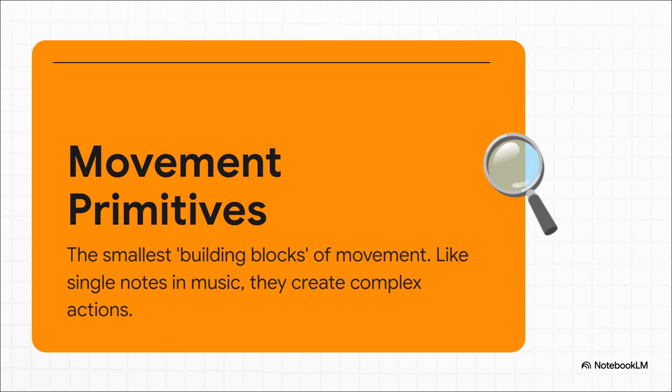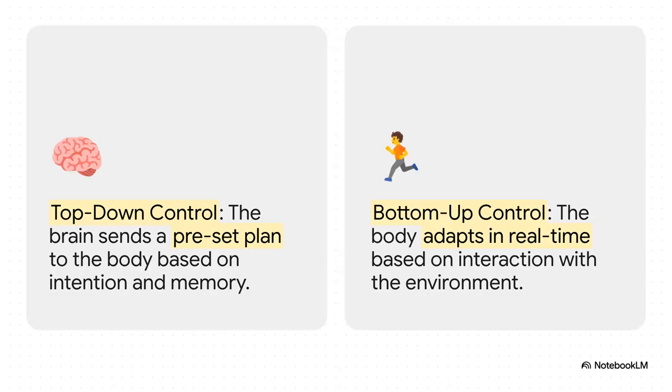You don't just learn one word. You learn the letters so you can build any word you need. It's the same idea here. So how does the body actually learn to string these primitives together? Well, MOF looks at it from two directions at once.